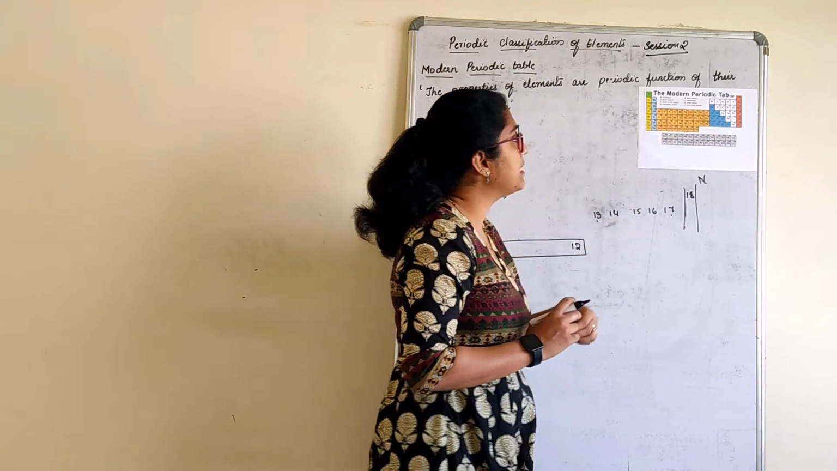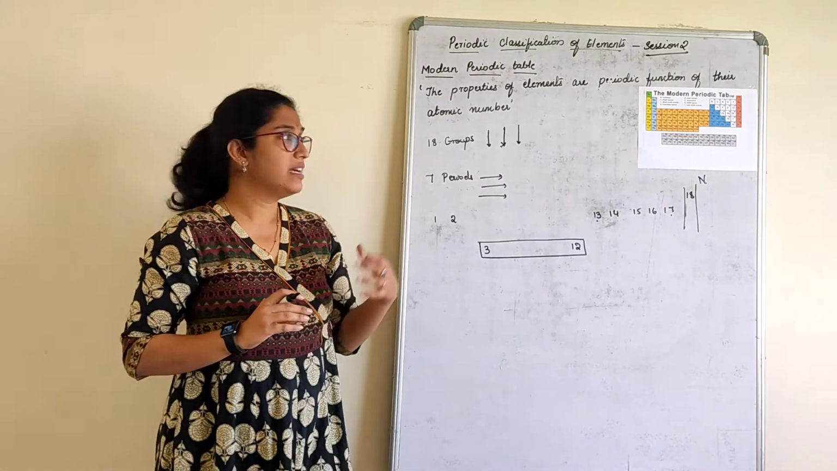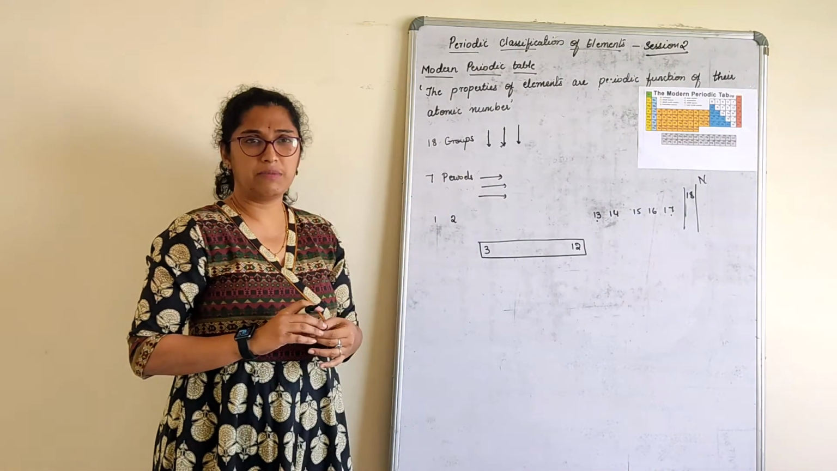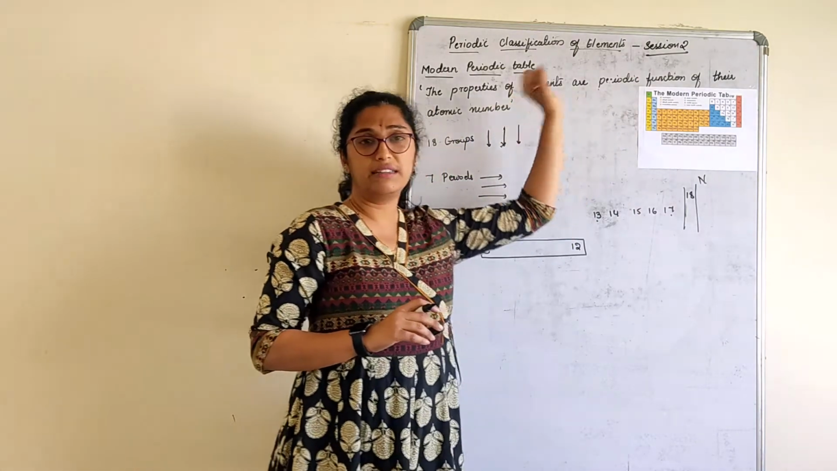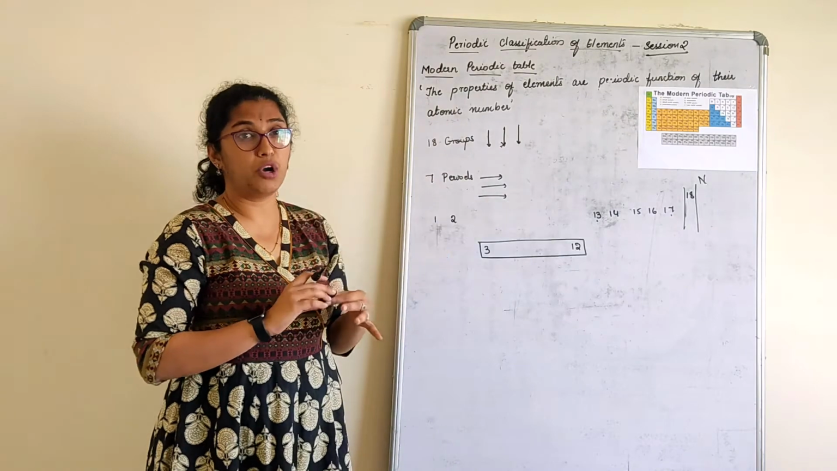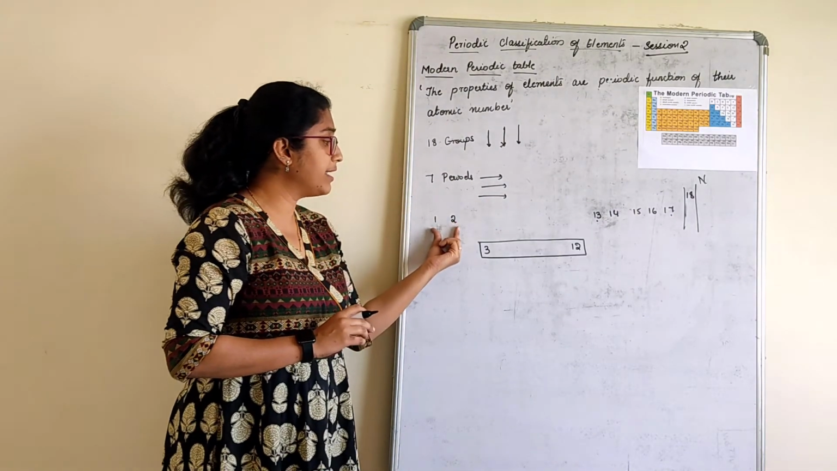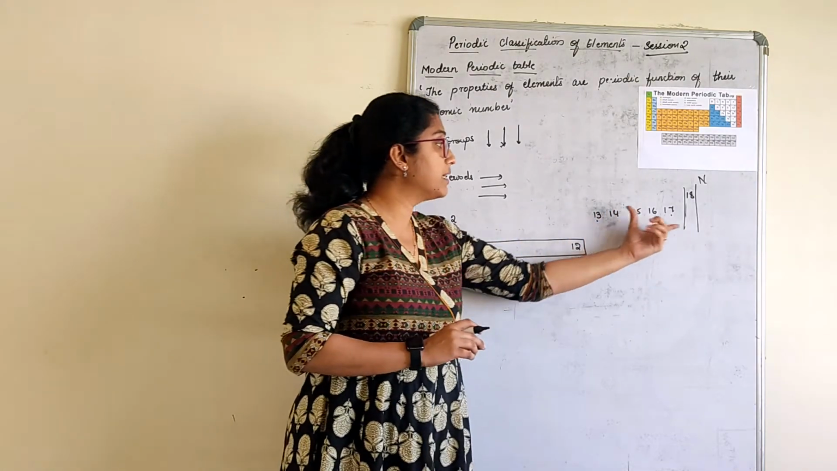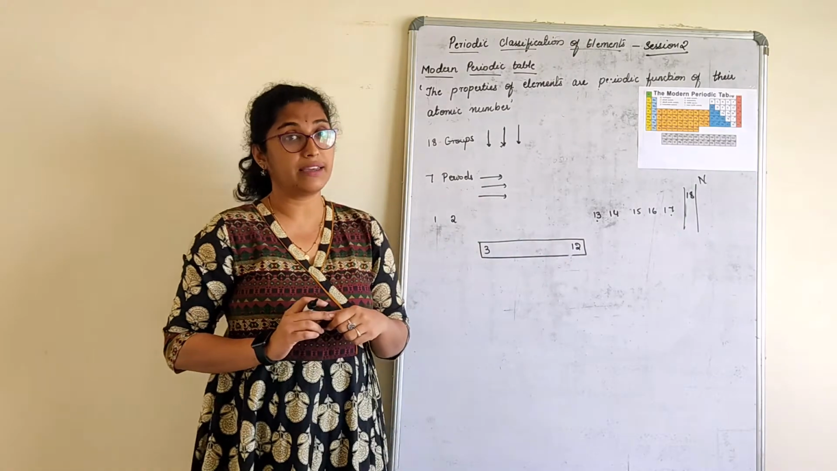These are poor metals. That means though they are metals, they are poor conductors. Nothing to remember much in this table, children. I can just give a brief introduction of the modern periodic table. Then, as I had told, groups 1 and 2 we will study. Groups 13 to 17 we will study. Groups 3 to 12 you will study in your higher classes.